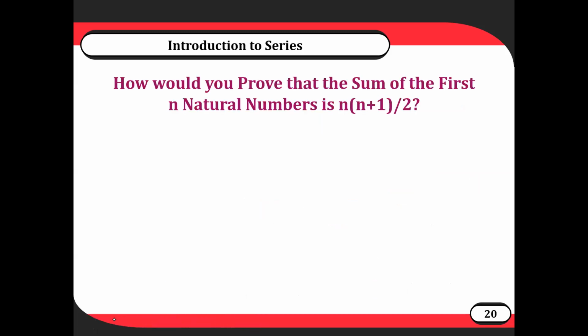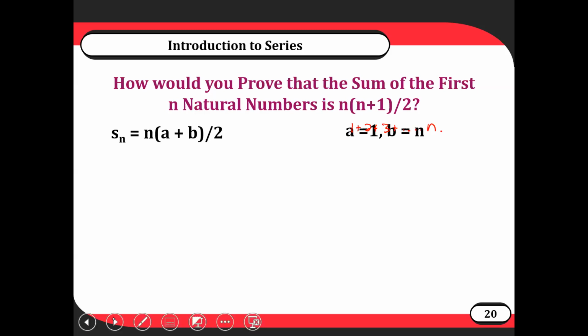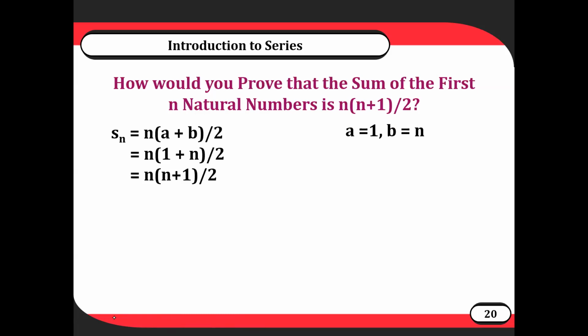Good. All right, so how would we prove that the sum of the first n natural numbers is n times n plus 1 over 2? So this is essentially 1 plus 2 plus 3 plus up to n. So we can use our closed form formulas. So we know this one. We know b is equal to n and a is equal to 1. So if we substitute in for those, we get n times 1 plus n over 2, or n times n plus 1 over 2. So we've proven that the sum of the first n natural numbers is this closed form using the closed form that we developed.